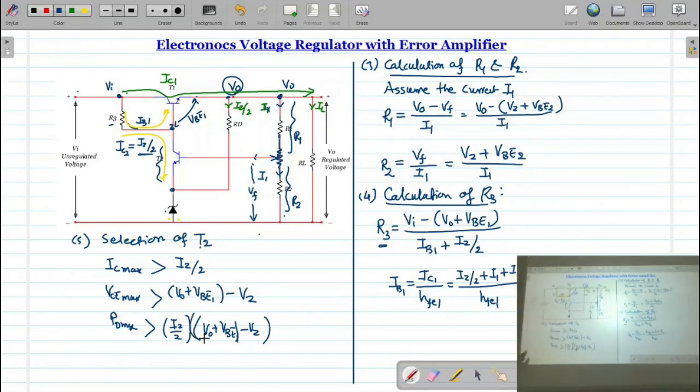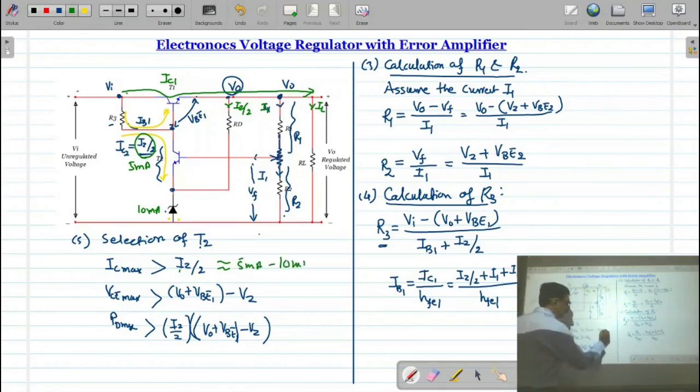Now here the transistor T2 is nothing but an error amplifier, so a large amount of current is not going to pass. Here we are talking about this IZ by 2. If I consider IZ to be 10 milliampere, then how much current will there be? This is only 5 milliampere. So it is roughly about 5 milliampere to 10 milliampere.